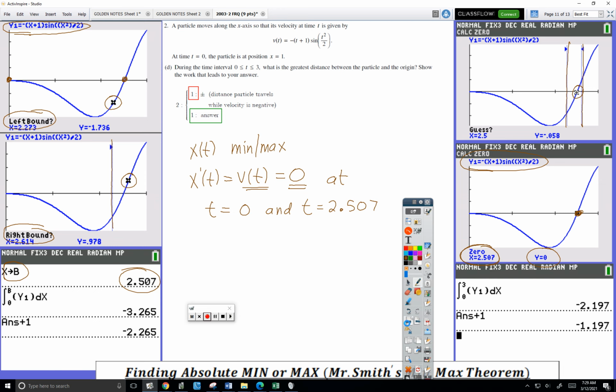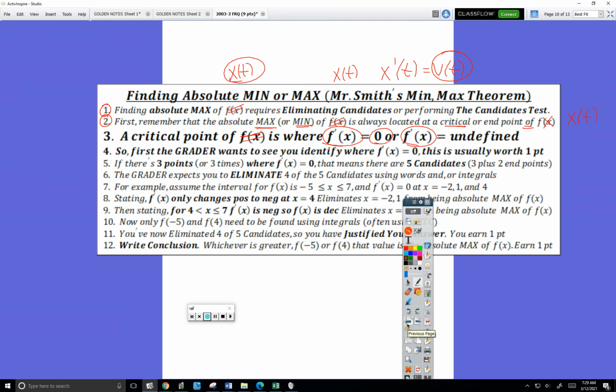Okay, back to the theorem. So once we have the candidates, we're going to do the shortcut method of this theorem. There's a long method. So we've done this. We have identified where, in our case, x prime is equal to 0. We have 3 candidates now. Our candidates are time equals 0, time equal 3, that's the beginning and the end point, and then also that time in the middle, 2.507. We're going to skip a lot of these steps because they're not applicable to this problem.